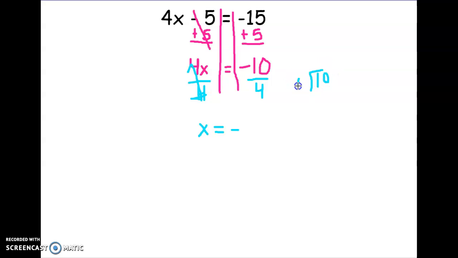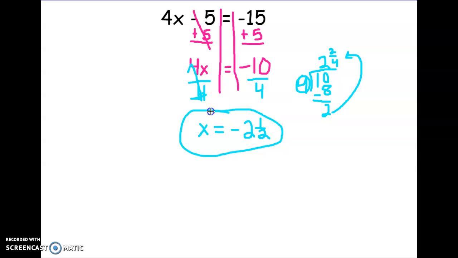Don't get nervous. Sometimes we have fractions as answers, and that's okay. 4 goes into 10 2 times. That's 4 times 2 is 8. When I subtract, I'm left with 2. So remember, this number now becomes my numerator. So I have 2 and 2 fourths. And where did the 4 come from? Right here. So can I simplify 2 and 2 fourths? You bet I can. 2 fourths can simplify to 1/2. So there I am. X is equal to negative 2 and 1/2.